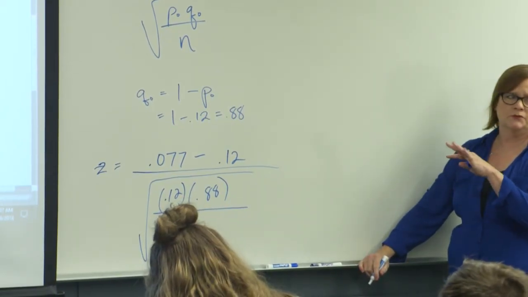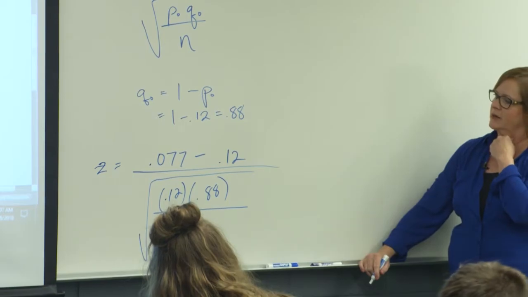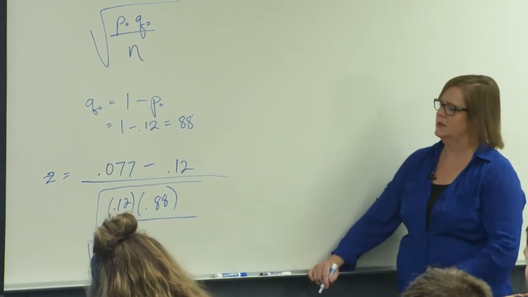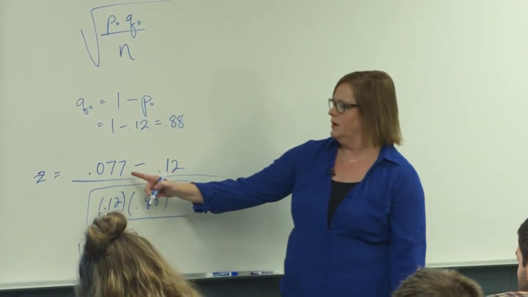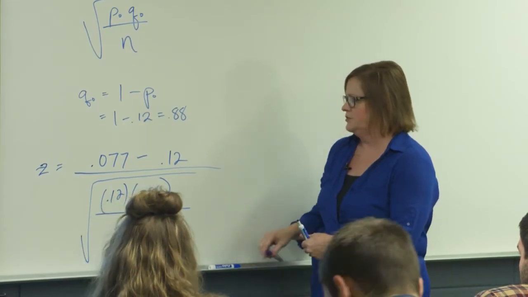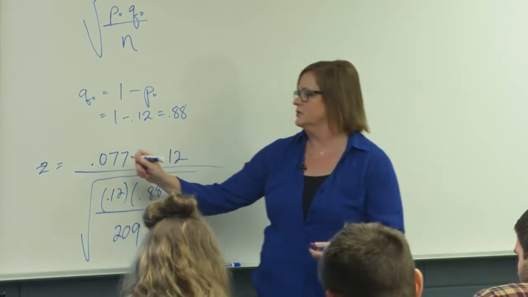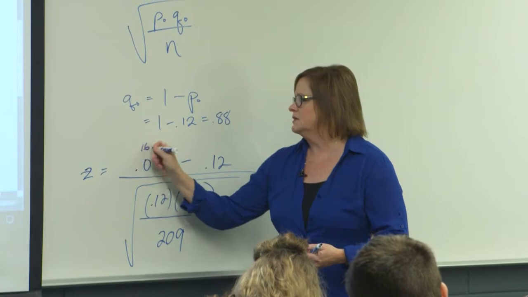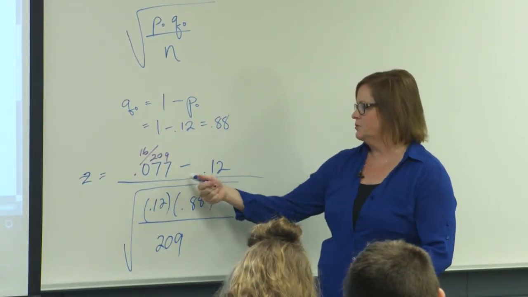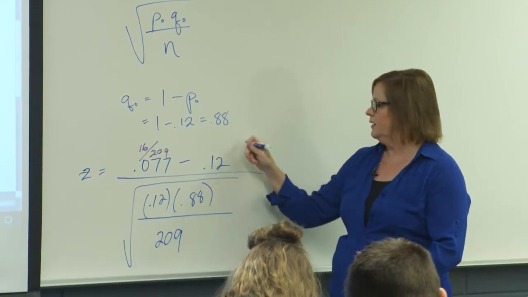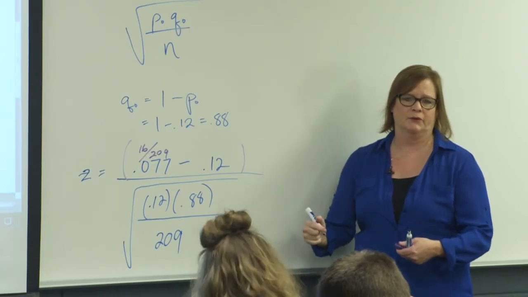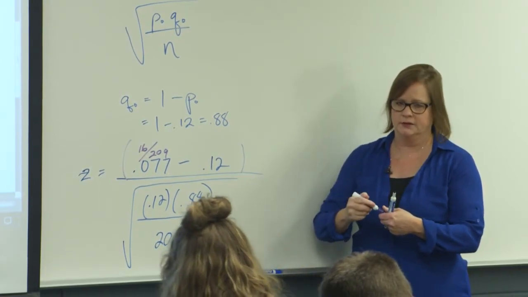So if you're having trouble, those of you using WebAssign, if it's not coming out the way it should, decimal-wise, it could be that you're not carrying this decimal out far enough. And what some people will do is just leave it as the fraction. So type in 16 divided by 209, and then subtract 0.12, get that, and then divide by that whole thing. And that way it won't be rounded at all until the end.